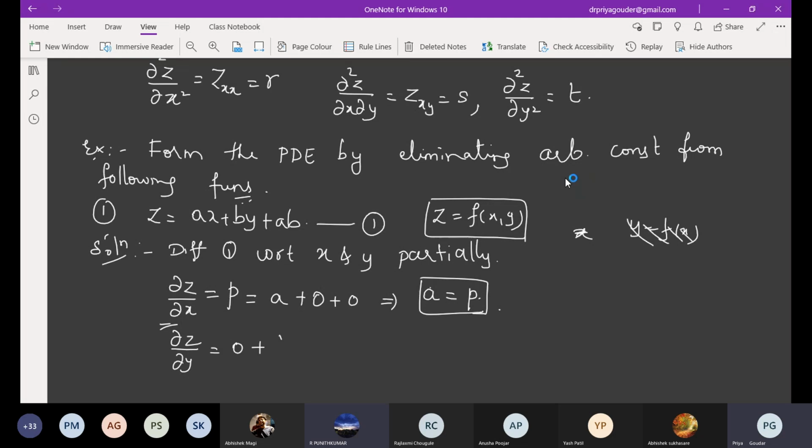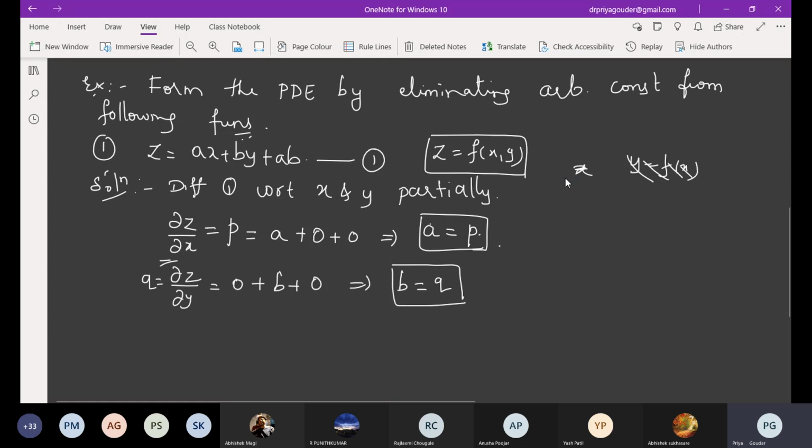∂B/∂y is again 0, and ∂z/∂y is denoted as Q. So what is the value of B then? B is Q. Now substitute the value of A and B in equation 1.